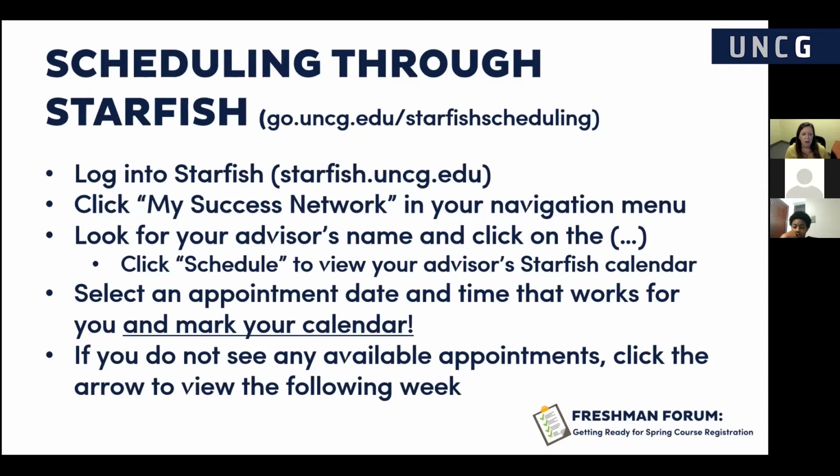And so once you're there, you're just going to look for your advisor's name and click on the three dots. That'll take you to your advisor's schedule and sort of how to get in touch with your advisor. But if you click on schedule, you can view your advisor's Starfish calendar. And so once you're looking at that calendar, what you really want to be looking out for are little green circles with a plus sign. So once you find a little circle with a plus sign, that indicates that it's an appointment that's available for you to sign up for.